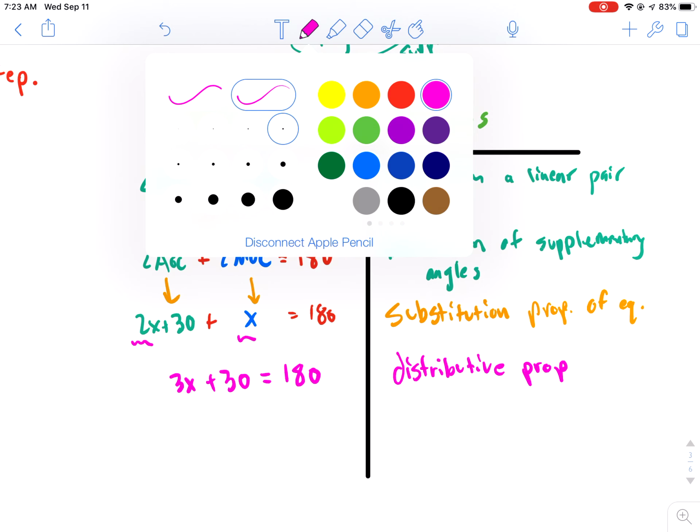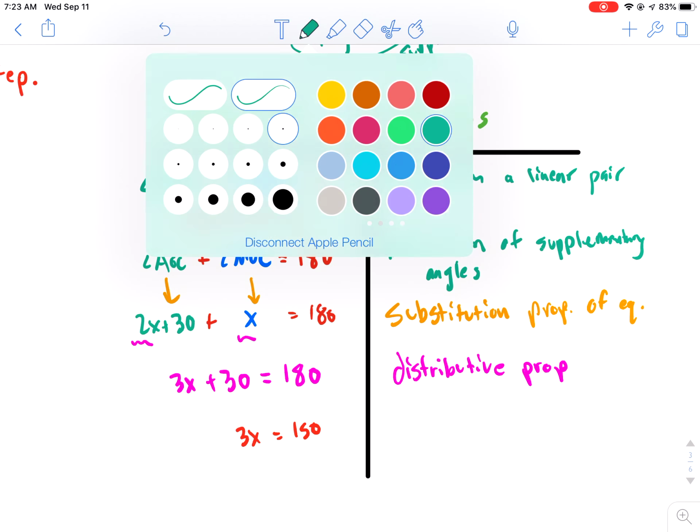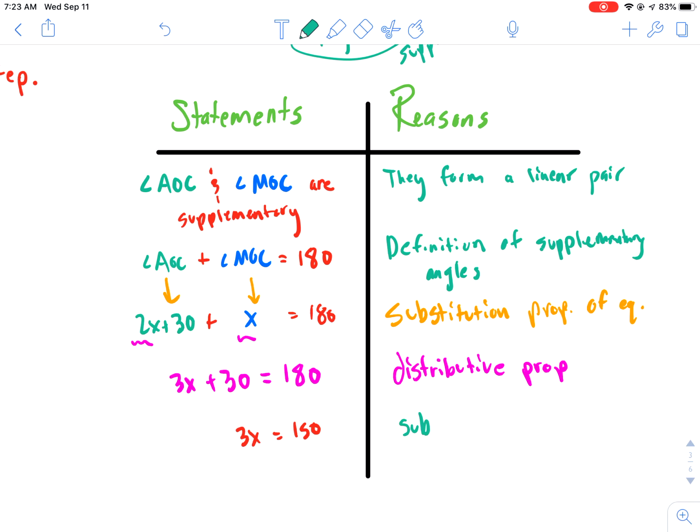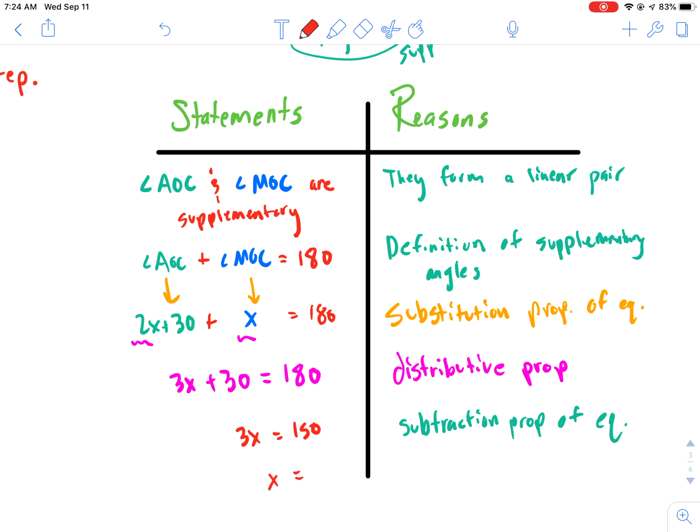Now, let's take it to the next step. We would subtract 30 from both sides to get 3x equals 150. If we subtract it from both sides, that is the subtraction property of equality. Final step, divide both sides by 3, x equals 50.